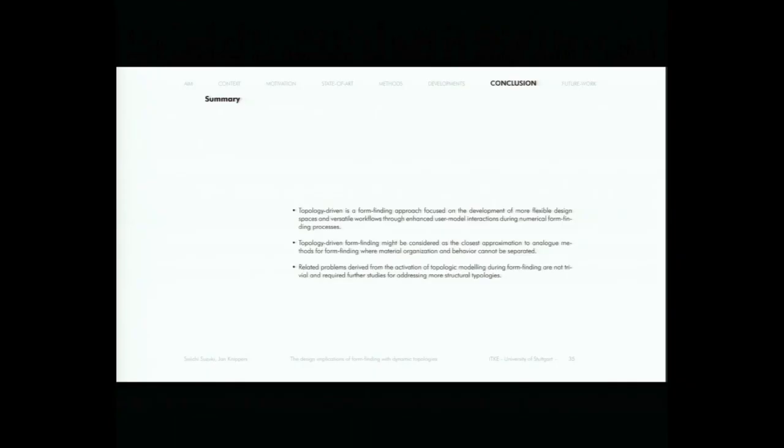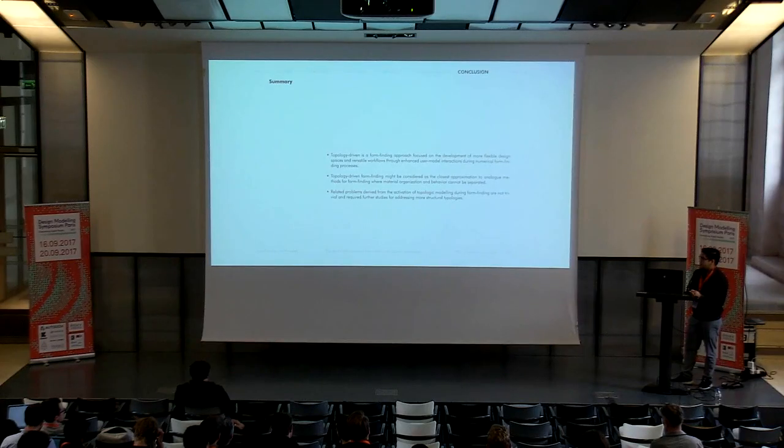So, as a conclusion, form finding with dynamic topologies is not trivial and requires addressing different topics that are regrouped in four stages: data structure design, discretization, interactivity, and decision making. We consider that even if the implementation is harder, topology-driven form finding extends the design space freedom and flexibility. Because of this, we also consider that topology-driven form finding is the closest approximation to physical form finding, where material behavior and organization are inseparable. We also consider that further research questions need to be answered.